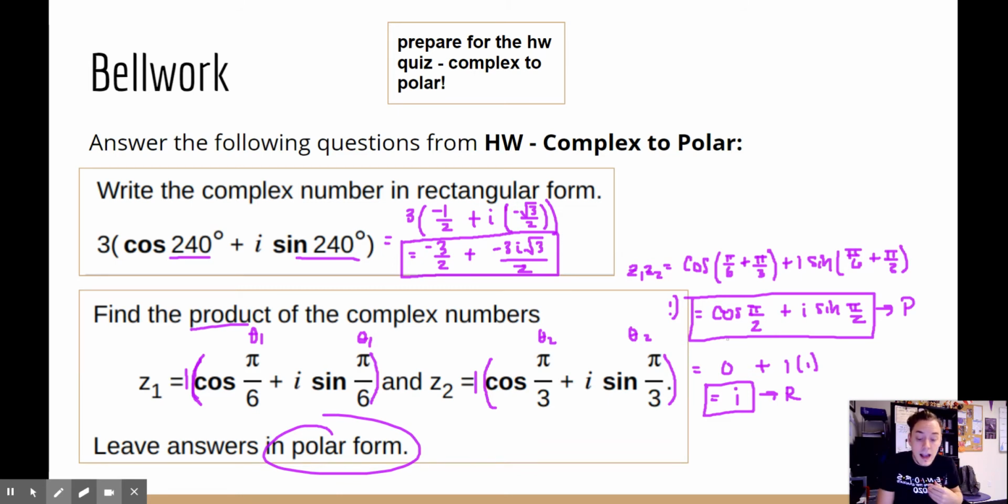All right, that's all I have for bell work. Let's get started on the homework quiz, and then we'll get to 7.6, vectors.